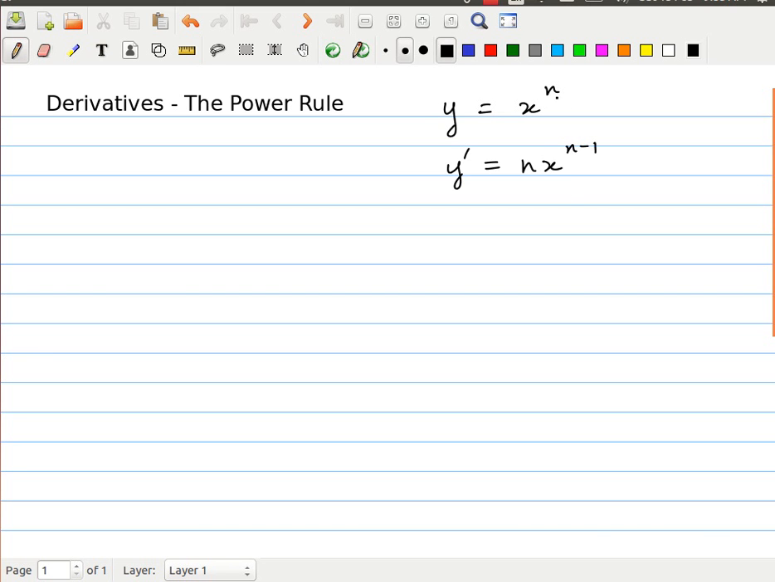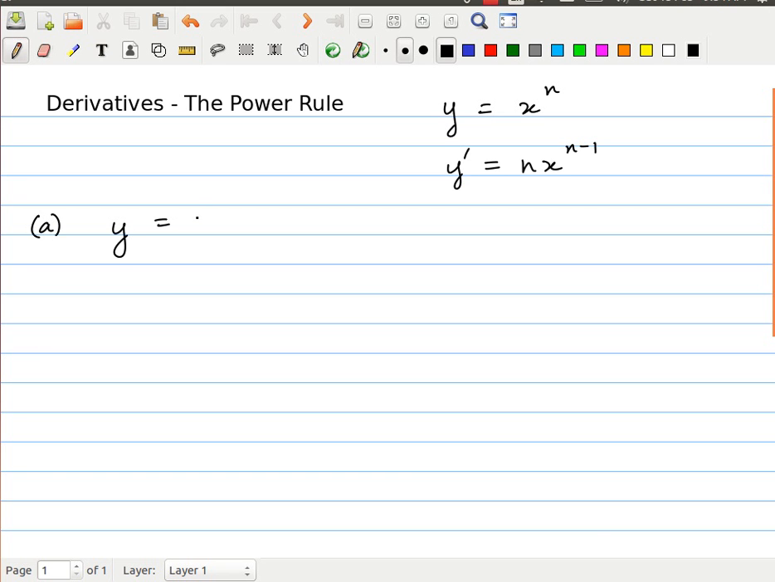So we take the value of the exponent and bring it in front as a multiplying constant, and then we subtract 1 from the exponent. The best way to illustrate this is with some examples, so I'm going to go through a number of scenarios introducing the power rule. Let's start with our first example, something very simple.